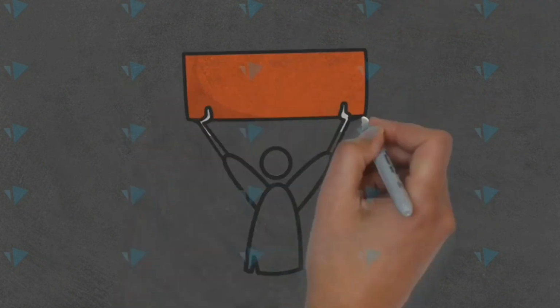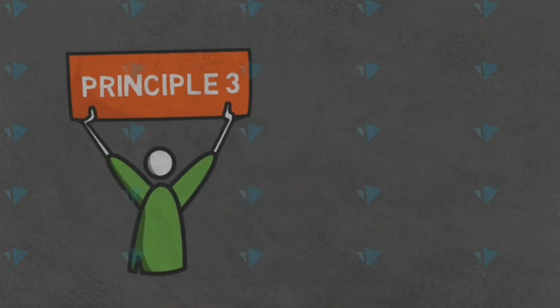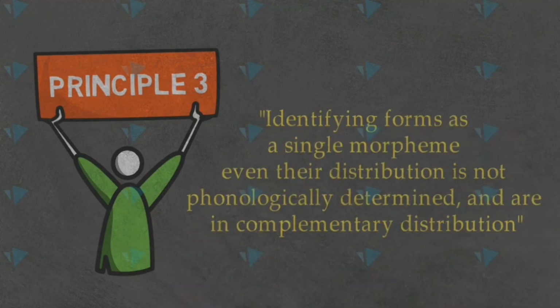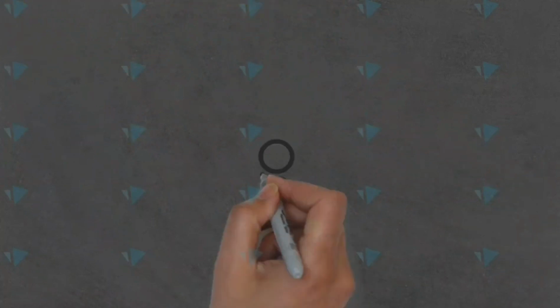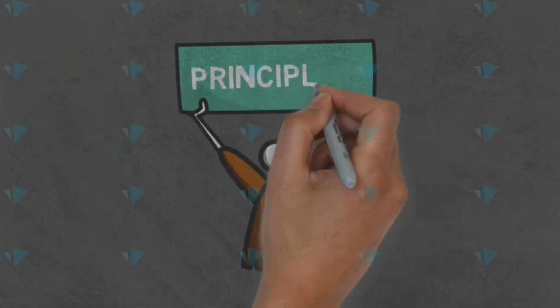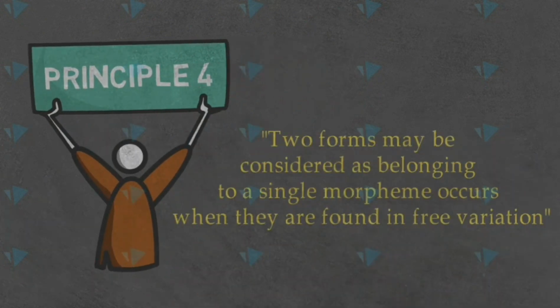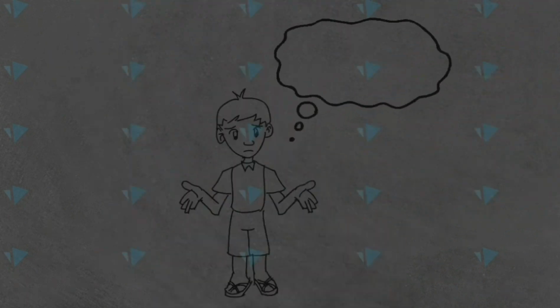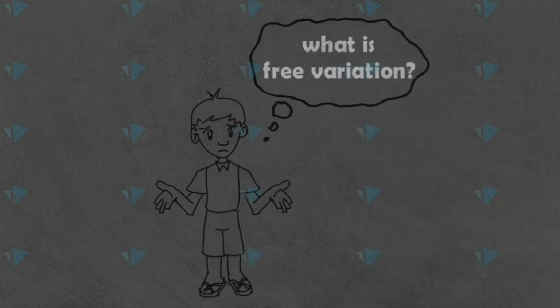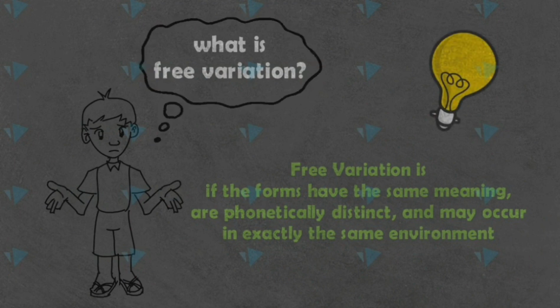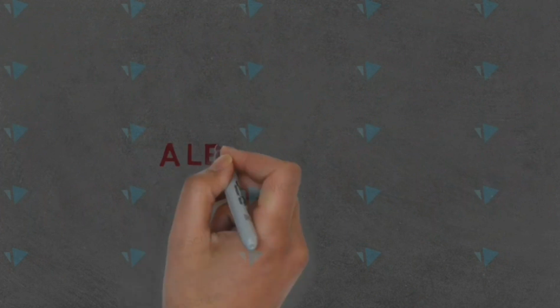Now we go on to principle 3, where it allows us to identify forms as a single morpheme even if their distribution is not phonologically determined and are in complementary distribution. Okay, for the last principle that I'll explain, principle 4, two forms may be considered as belonging to a single morpheme when the forms are found in free variation. Now, what is free variation? Free variation is if the forms have the same meaning, are phonetically distinct, and may occur in exactly the same environment, such as in the word either and either, the same morpheme with 2 phonetic forms.